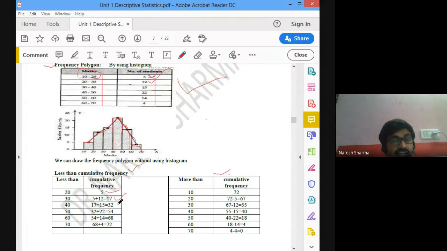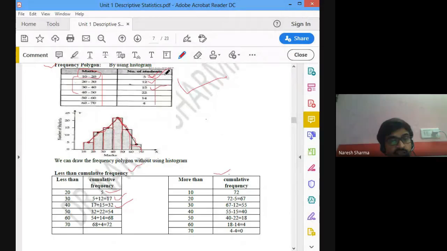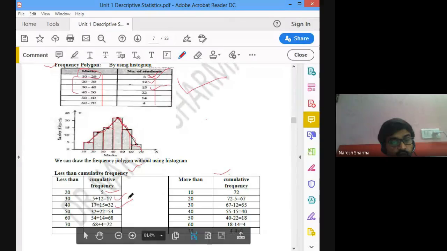Similarly, for the less than 40 case, we add all the above cases. That means we already added 17. So 17 plus the next entry, that is 15. So it is 32 now. When you say less than 50, all these cases are part of less than 50. So we add all these frequencies. All these frequencies up to 22, 32, we already added. Now we include 22 in that. That gives 54.